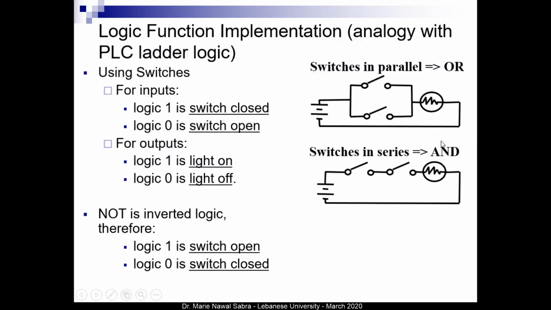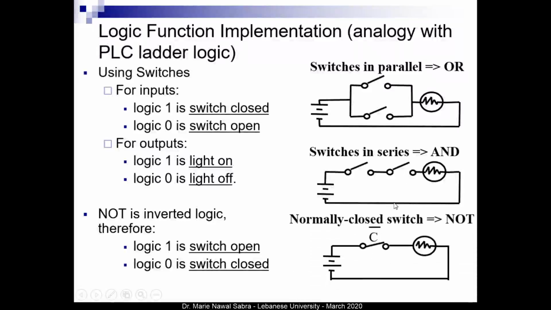At the same time, AND is two switches that are in series, and a NOT is a normally closed switch. This means that if C is equal to 0, the normal state of the switch is closed and it passes the current, giving an on light bulb. And if C is equal to 1, therefore I give it current, and here it opens and it cuts the current from the output. So it works inversely with respect to its own value.